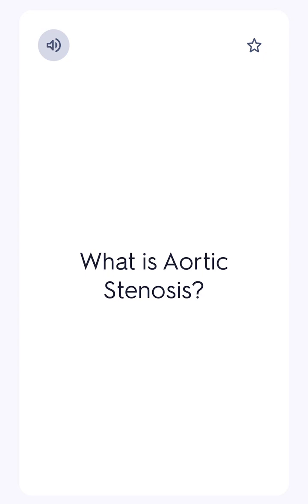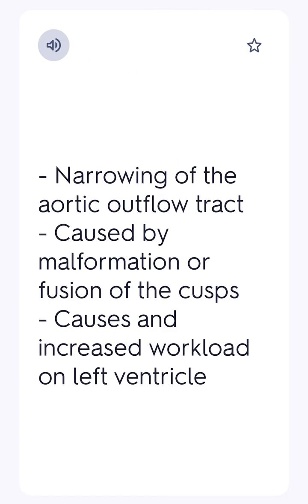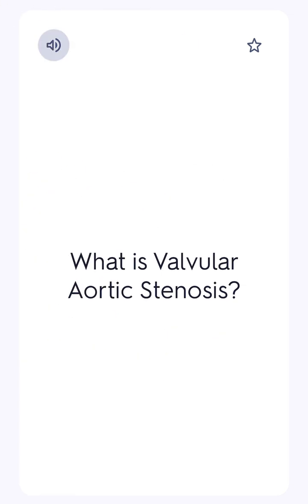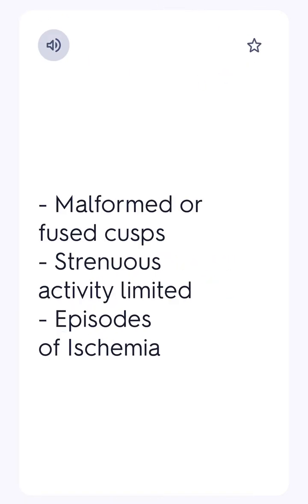What is aortic stenosis? Narrowing of the aortic outflow tract, caused by malformation or fusion of the cusps, causes an increased workload on the left ventricle. What is valvular aortic stenosis? Malformed or fused cusps, strenuous activity limited, episodes of ischemia.